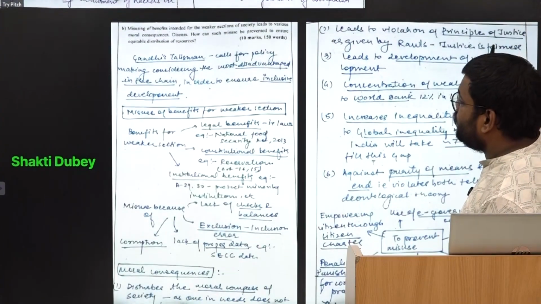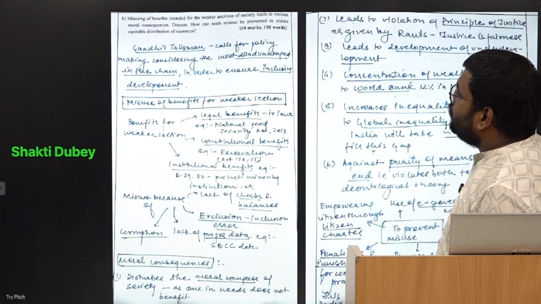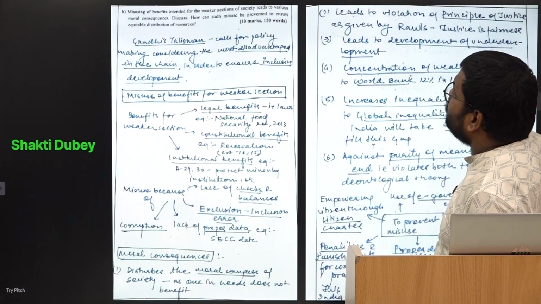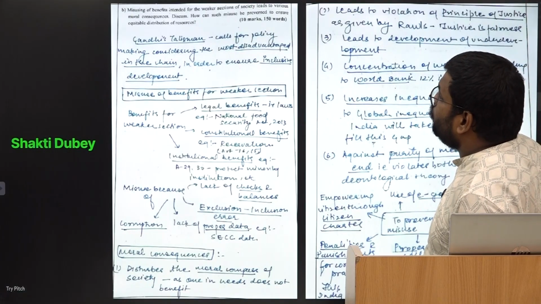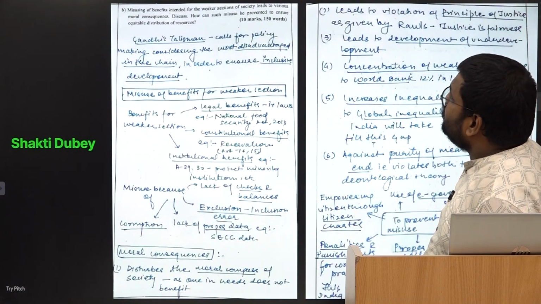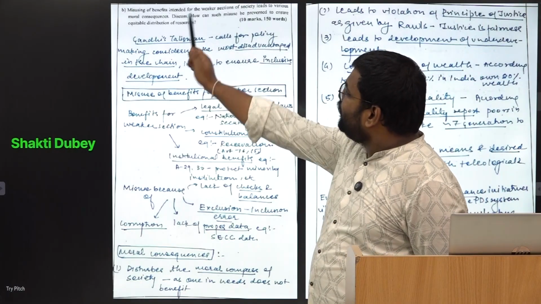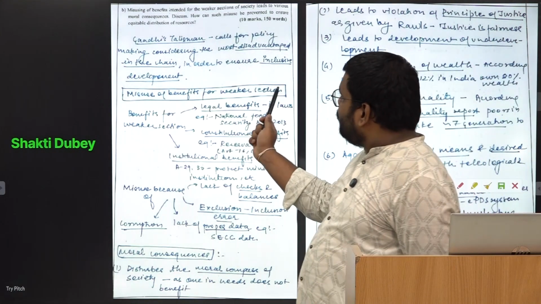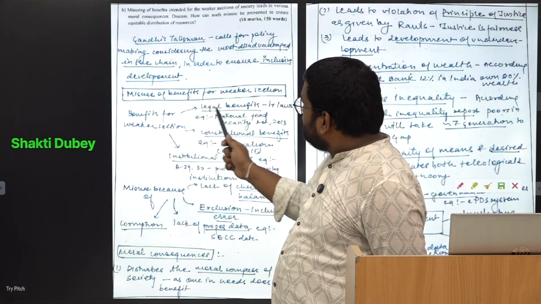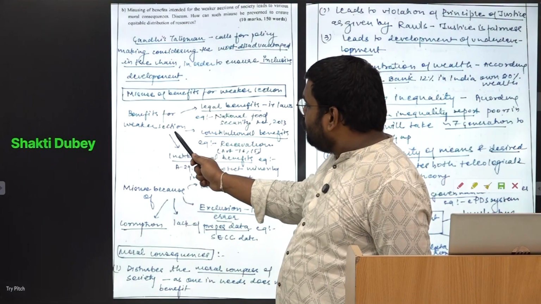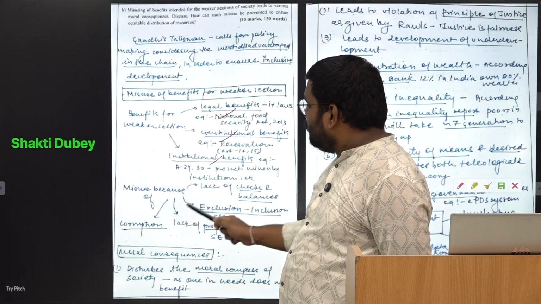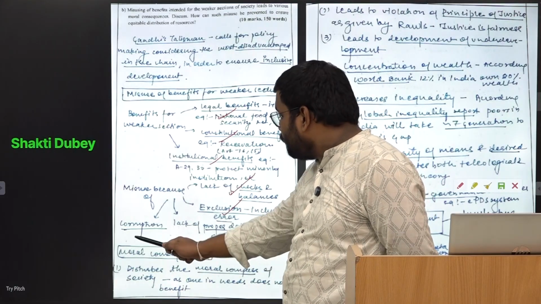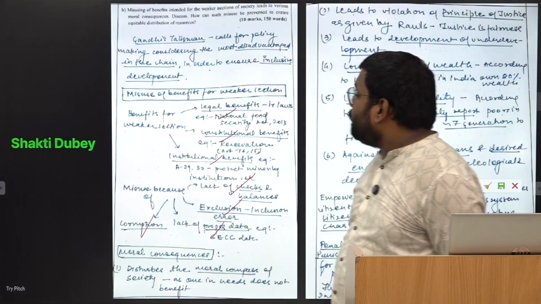Next, again, if you see Shakti Dubey. The question: misusing of benefits intended for weaker sections of society leads to various moral consequences. Discuss, and how can such misuse be prevented? So misuse of benefits for vulnerable sections. For benefits for weaker sections, she has given the list, and misuse because of lack of checks and balances, exclusion, inclusion error, corruption, and lack of proper data.